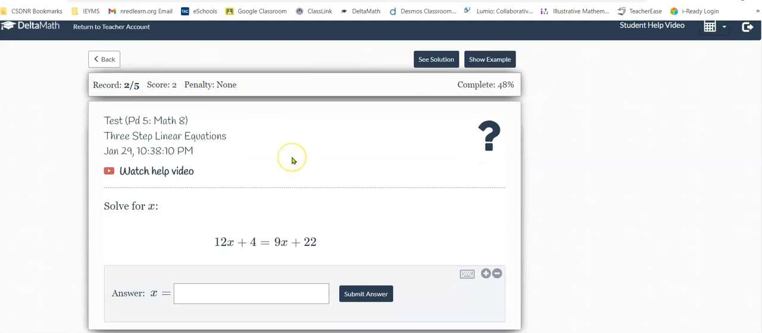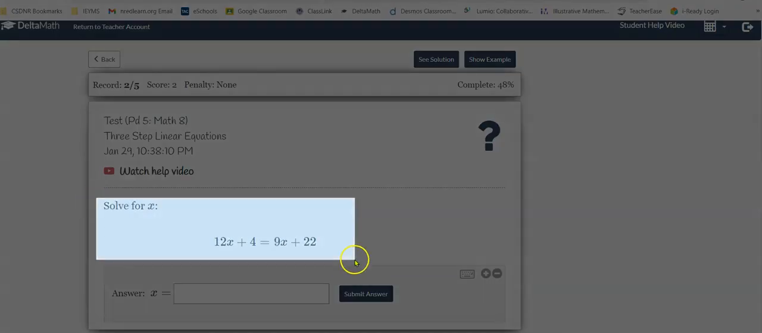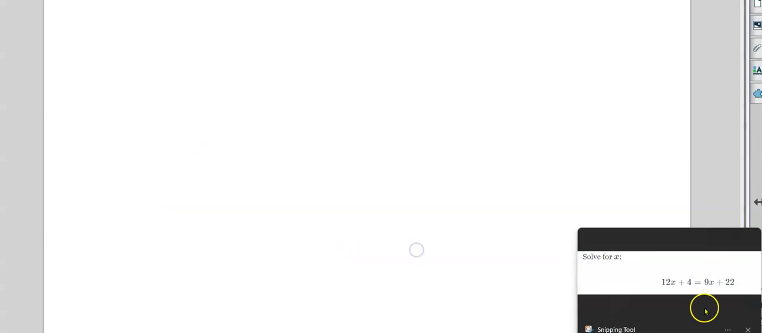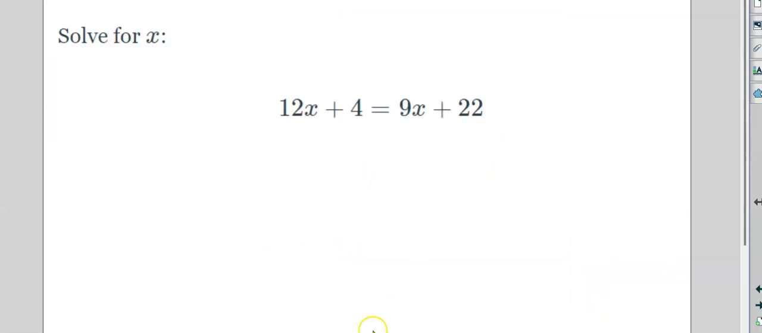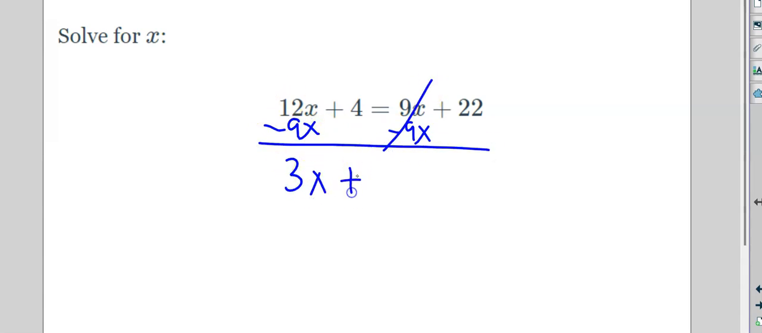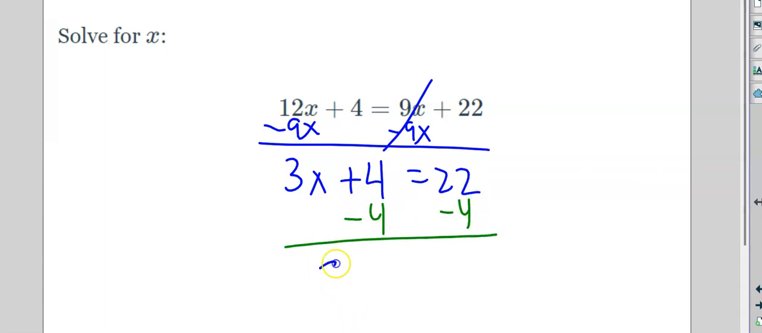Alright, do you need to see one more, or you think you're getting the hang of it? Alright, this will be the last one. Again, I have variables on both sides. It doesn't matter which one I do the inverse of. So I'm going to move 9x or remove my 9x this time because it will leave me with a positive variable. We'll subtract 4. I'll divide by 3. And I'm going to get my final answer of 6.